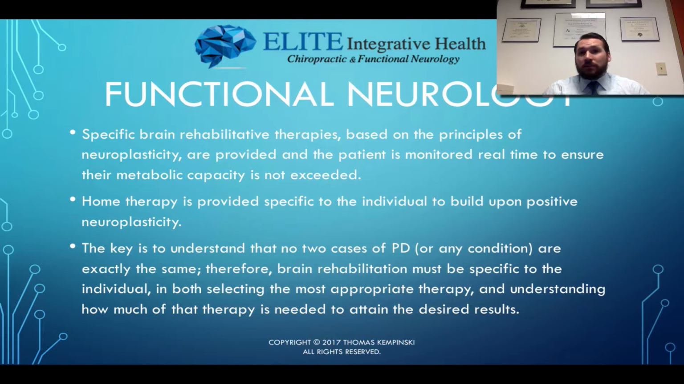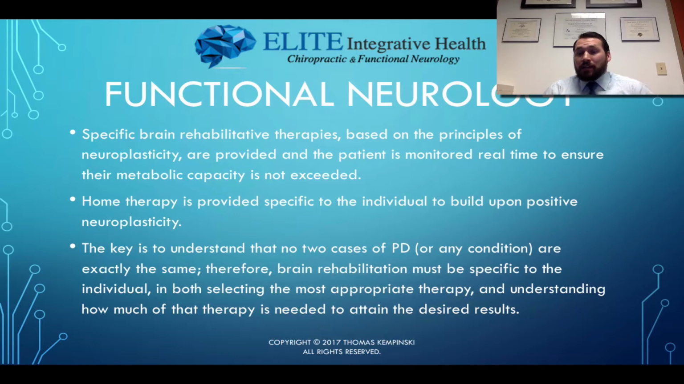Once we feel that the patient's ready, we prescribe home therapy that's specific to the individual, which is very important. These things cannot be generalized. They have to be specific to the person and as the person changes. Every time you see somebody, their brain's a little bit different than the time you saw them before, and you have to take that into consideration.